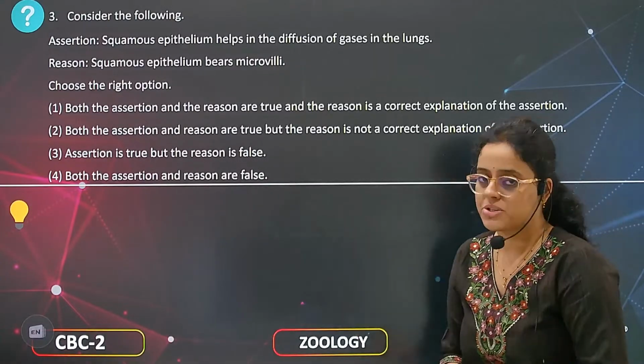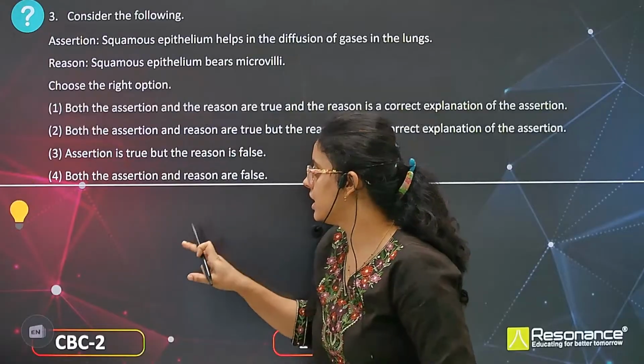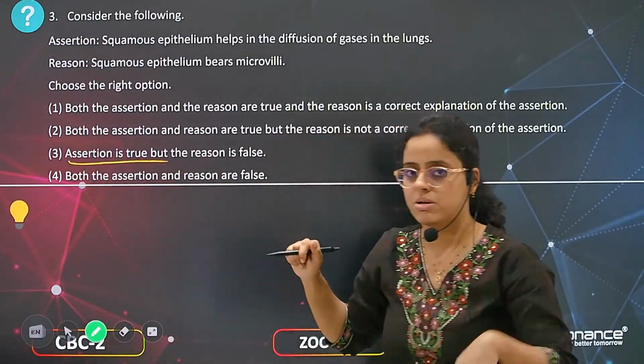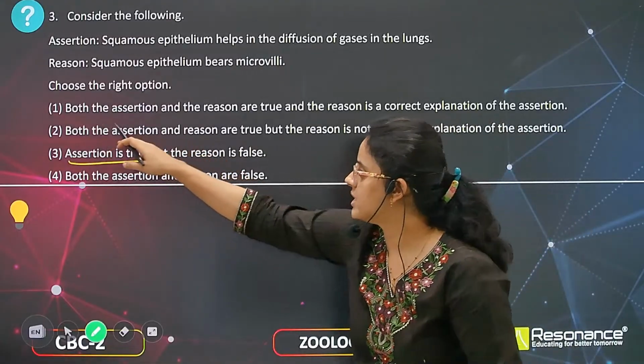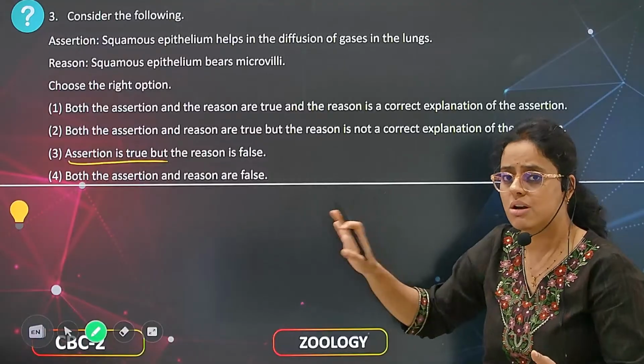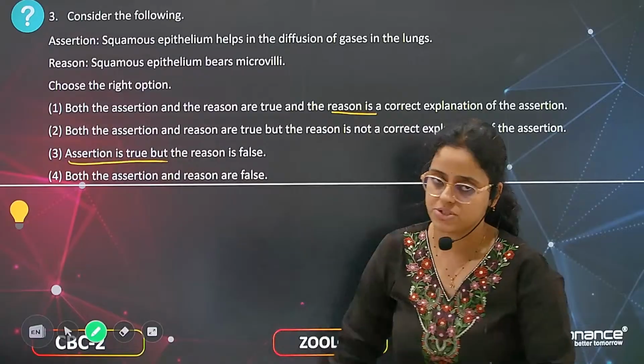So what is your option over here? Yes, the third option. If you see the third option clearly, you can tell here the assertion is true but the reason is false. What about the first statement? Assertion and reason both are true and the reason is the correct explanation. It is not explaining correctly. It is a wrong statement. So we have to go to the third option only.